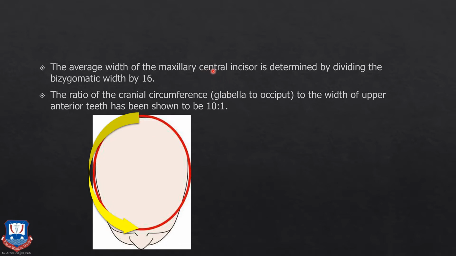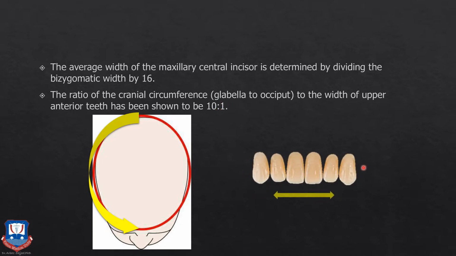Okay, so the next is the ratio of the cranium. The cranial width, that is from the glabella to the occiput, is in a ratio of 10 to 1 to the width of the upper anterior teeth. So if this is x, then the width of the upper anterior teeth, from maxillary canine to maxillary canine, will be x divided by 10. This is the width of the maxillary anterior teeth, determined by measuring the distance from the glabella to the occiput, in the ratio of 10 to 1.